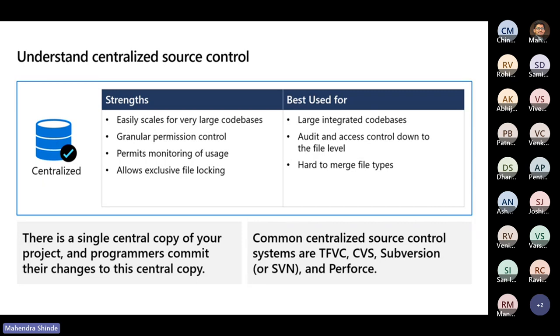And exclusive file locking. You can lock a particular file for deletion and update. What does it mean? If it is a deletion lock, that means the file can't be deleted. And if it is an update lock, that means the file cannot be modified. Is that clear? So in case you have large integrated code bases, and you have to audit the access level for every single file, use centralized like SVN.